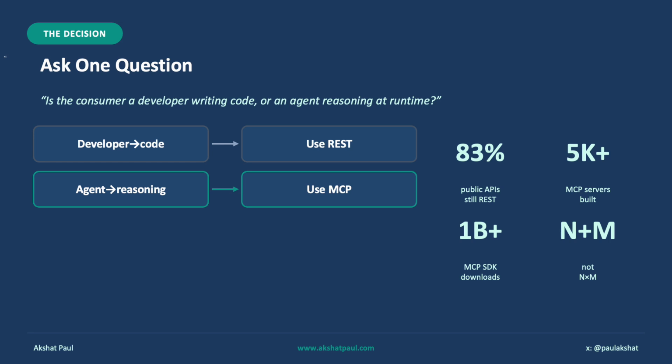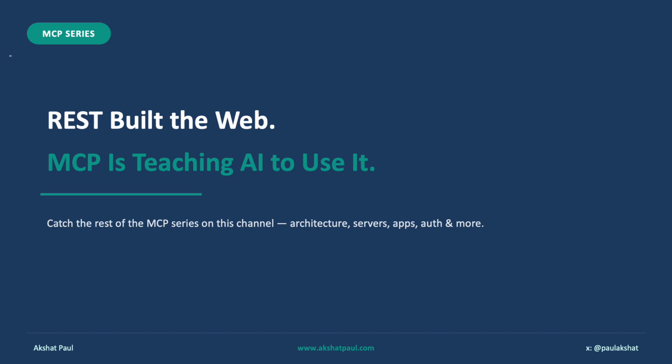And just to ground this in scale, REST still powers around 83% of public APIs out there, so this isn't some REST is dead video. But MCP has over 5,000 community built servers already. The SDKs have crossed 1 billion downloads combined. And the whole point of the protocol, remember, is turning that N times M integration nightmare into N plus M. Two different tools, two different jobs, and now you know exactly how to pick. So here's the takeaway one more time, nice and simple. REST built the web, and MCP is teaching AI how to actually use it, not replacing it, extending it.